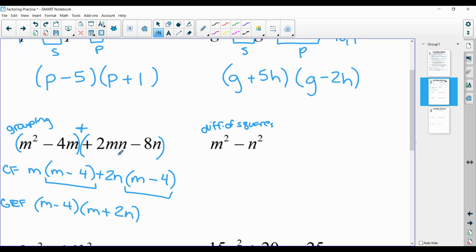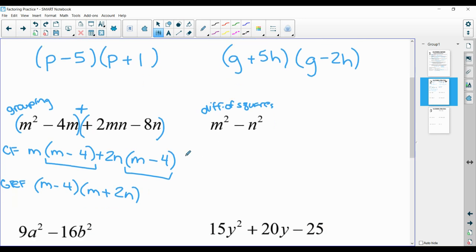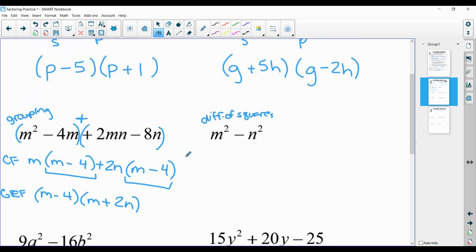Now, this factoring by grouping is actually a step or a process that we use when we're factoring using decomposition, but we don't see it terribly often. Typically, factoring trinomials is what we see most commonly.